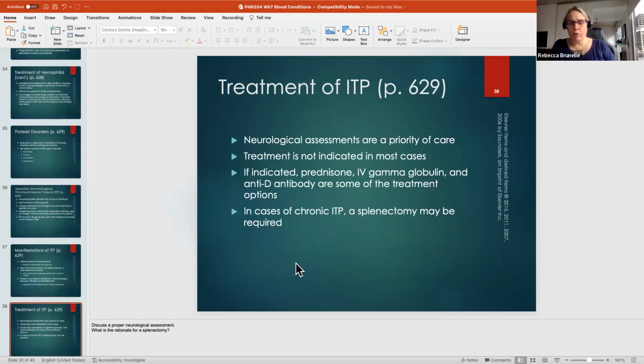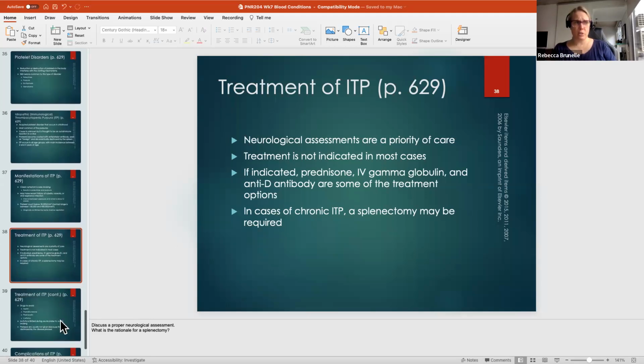So whenever you have a clotting disorder, platelets, hemophilia, whatever the case is, your neurological assessment is a priority of care. You're always going to be worried that they could bleed into their brain. So if they have ITP, they need close neurological monitoring. So they use medications that you would expect with an autoimmune disease. So they give prednisone, they give gamma globulin to help tamper down the immune response that is causing the body to attack their platelets. You can end up with chronic ITP, but it's not very common at all.